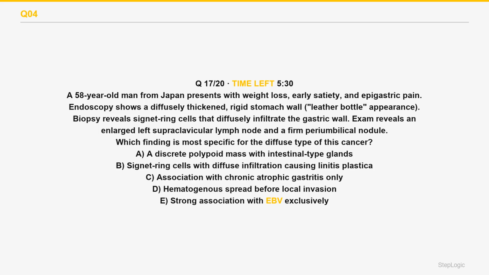Read the command. Most specific finding for the diffuse type: Linitis plastica, leather bottle stomach, signet ring cells, Virchow node, Sister Mary Joseph nodule, diffuse type gastric adenocarcinoma.